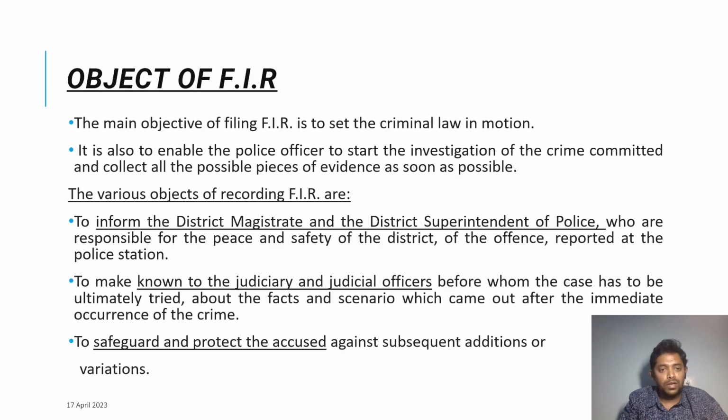The objectives of FIR. The main objective of filing FIR is to set the criminal law in motion. It is also to enable the police officer to start the investigation of the crime committed and collect all the possible pieces of evidence as soon as possible.